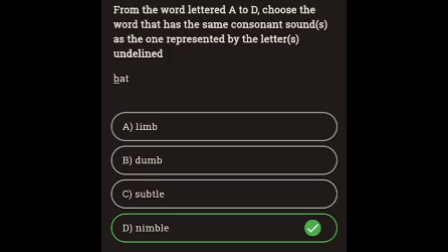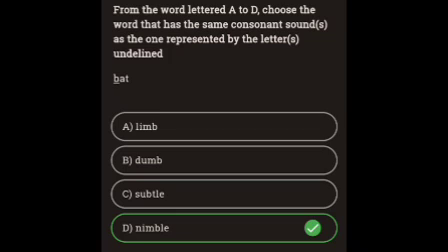The reason for that is that in the word bat, letter B, which sounds B, has been underlined. In the word limb, the B is silent because it comes after letter M. Whenever consonant B comes after consonant M, the B will be silent. So the B in limb is silent.